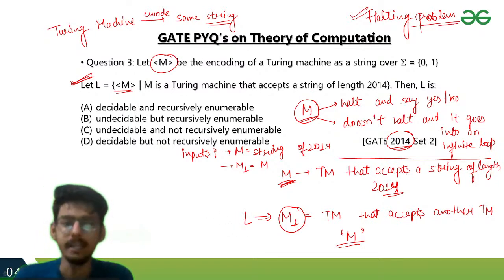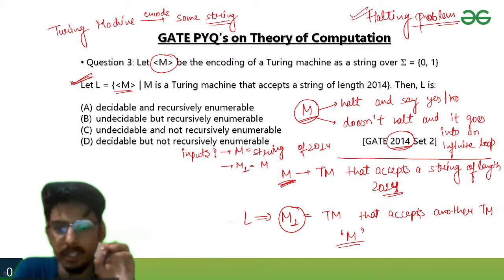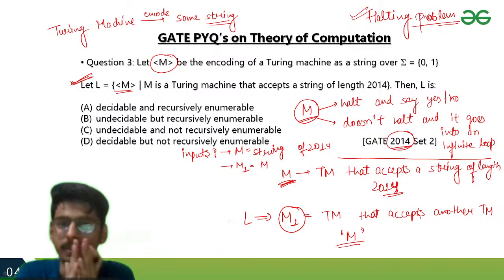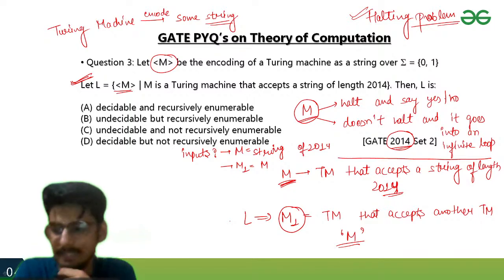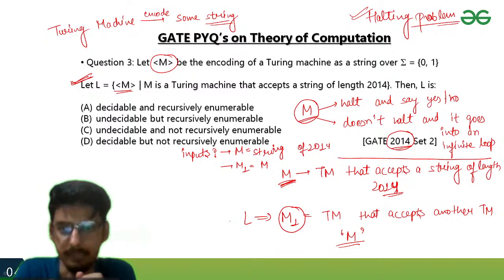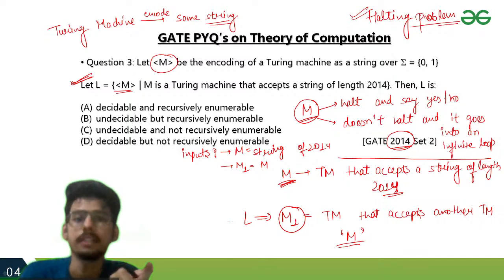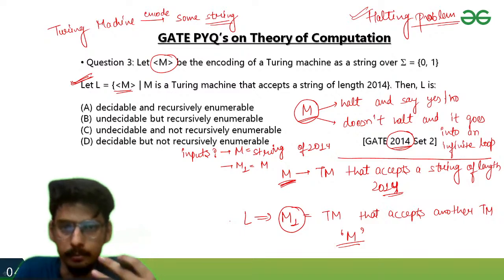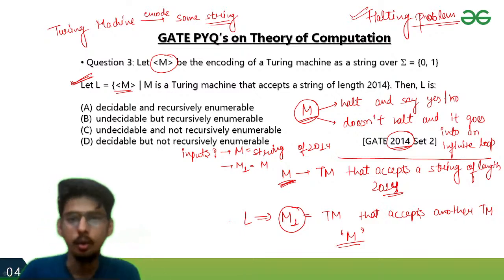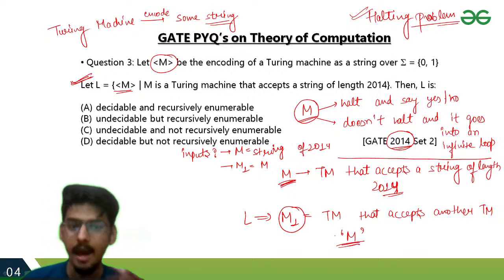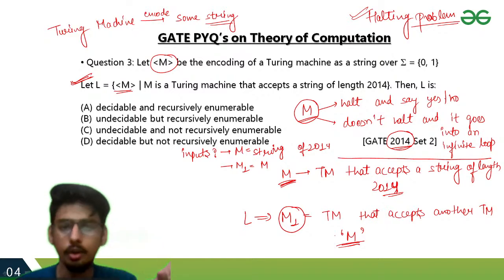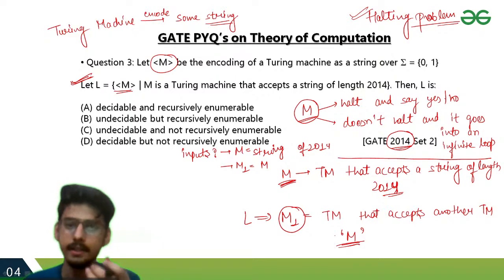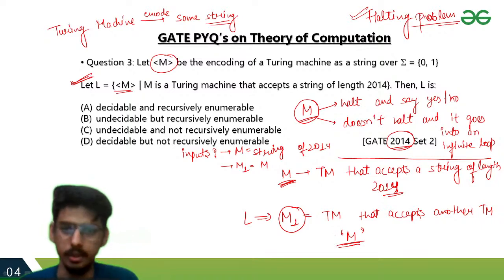Now, as I told you, if I give this M as an input to M1, then either M will halt and say yes, this string is acceptable, or no, this string is not acceptable, right? Or the other thing is that M is not going to halt, and it goes into an infinite loop. So correspondingly, M1 on taking the input M, either M1 will halt when M halts, and if M does not halt, then M1 will not halt, right? Because if M is not halting, then how will M1 halt, which is taking M as an input, right?